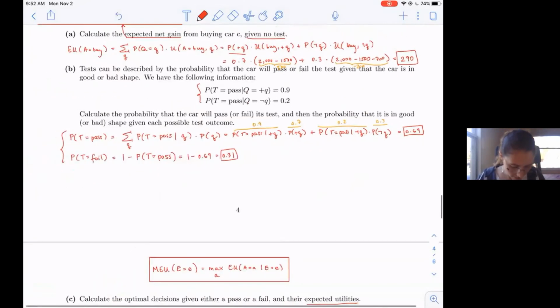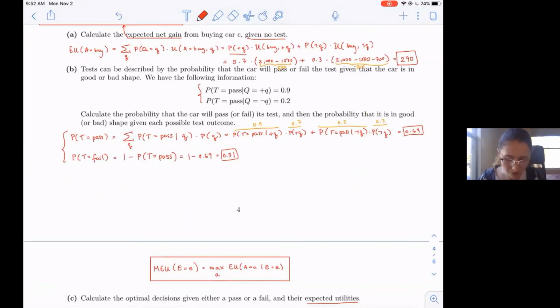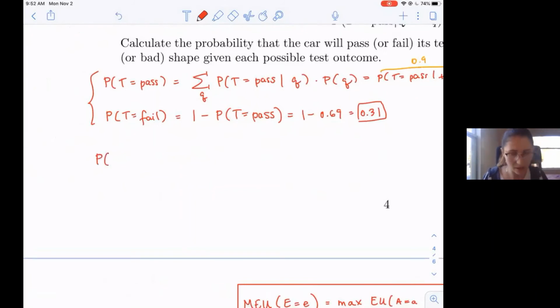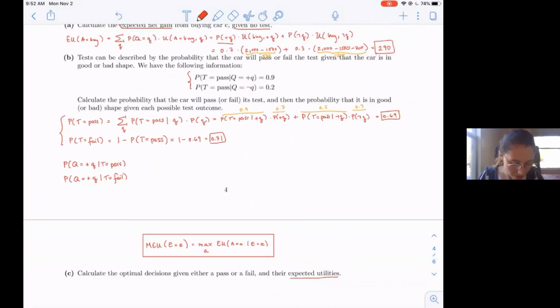All right. So we've computed the probability that the car will pass or fail its test. Now let's compute the probability that it is in good or bad shape given each possible test outcome. So in mathematics, what that really means is we're looking for P of Q equaling plus Q, which is good shape, given that it, for example, passed the test. And we're looking for P of Q equals plus Q given T equals fail. These are two quantities which represent the probability that the car is in good shape given each possible test outcome.